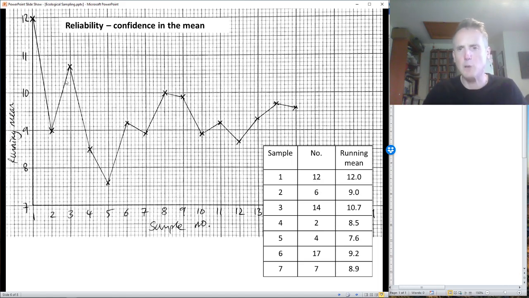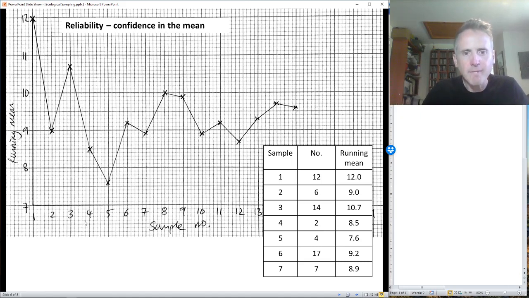Okay, so I wouldn't say plot the running mean. I would say do 20 samples when I'm randomly sampling, and then look at the running mean to decide if more should be done. If the running mean has stabilized, I can stop. If it's still fluctuating wildly, then I wouldn't stop.